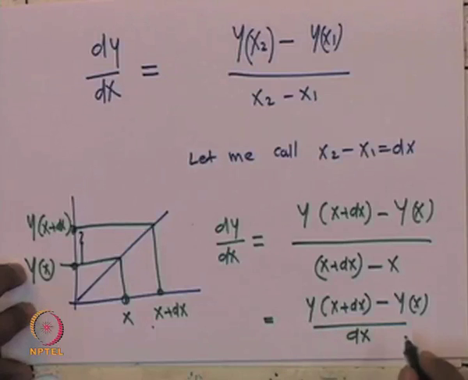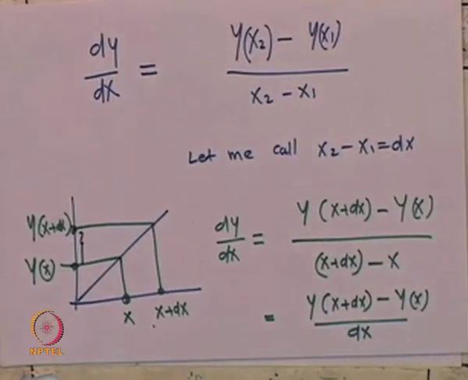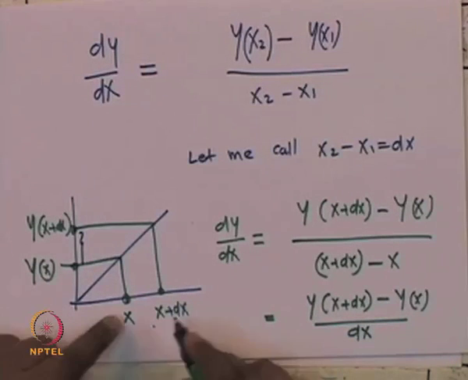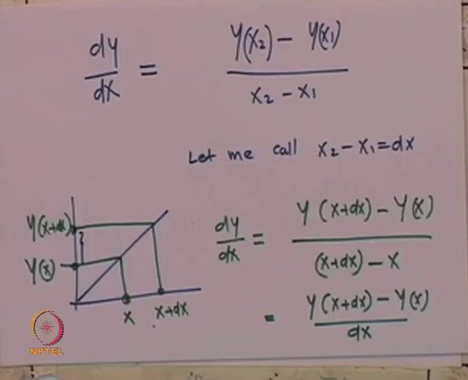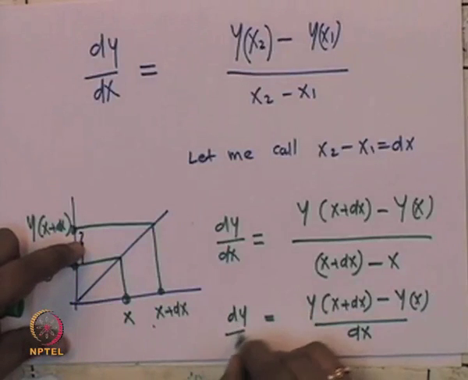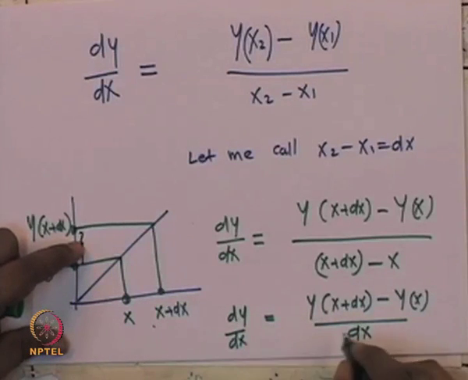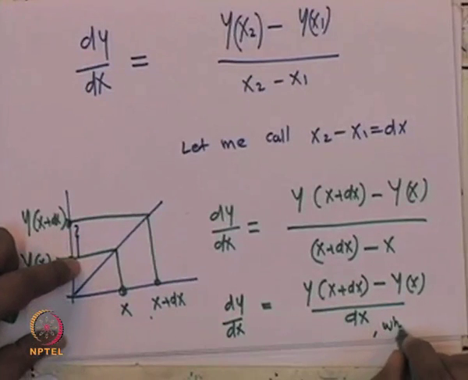Now, strictly speaking, we would like to have the dx very small. That is, the closer these 2 points are, the better this definition is. So, the mathematically accurate definition is that dy by dx holds when dx is very small.